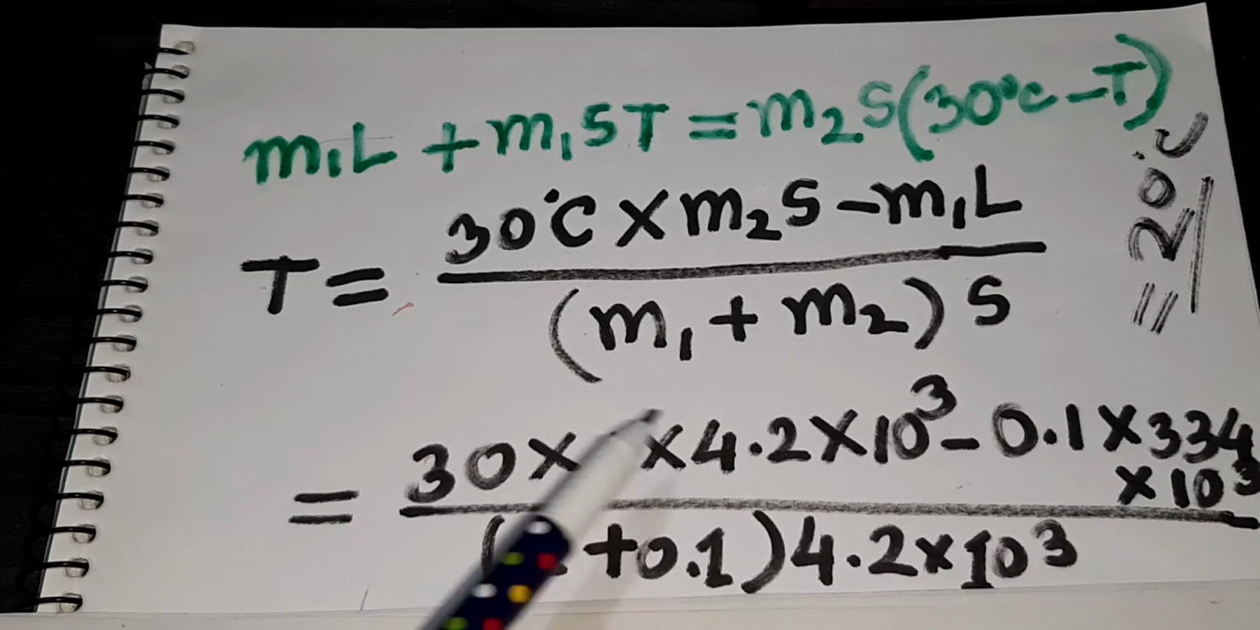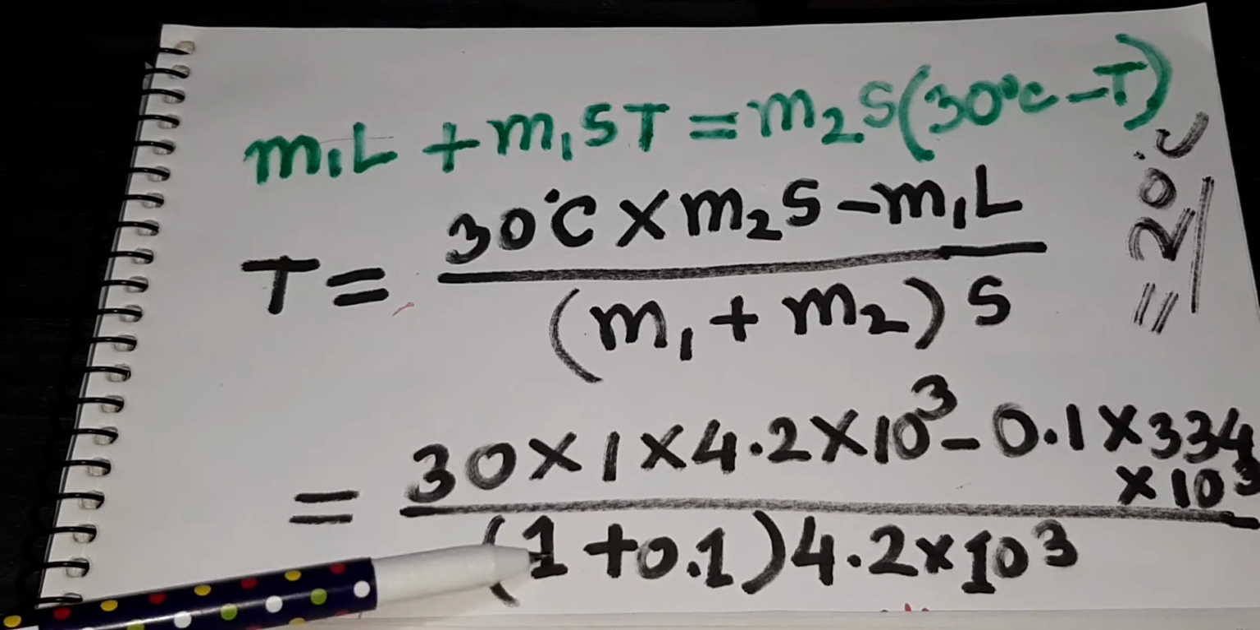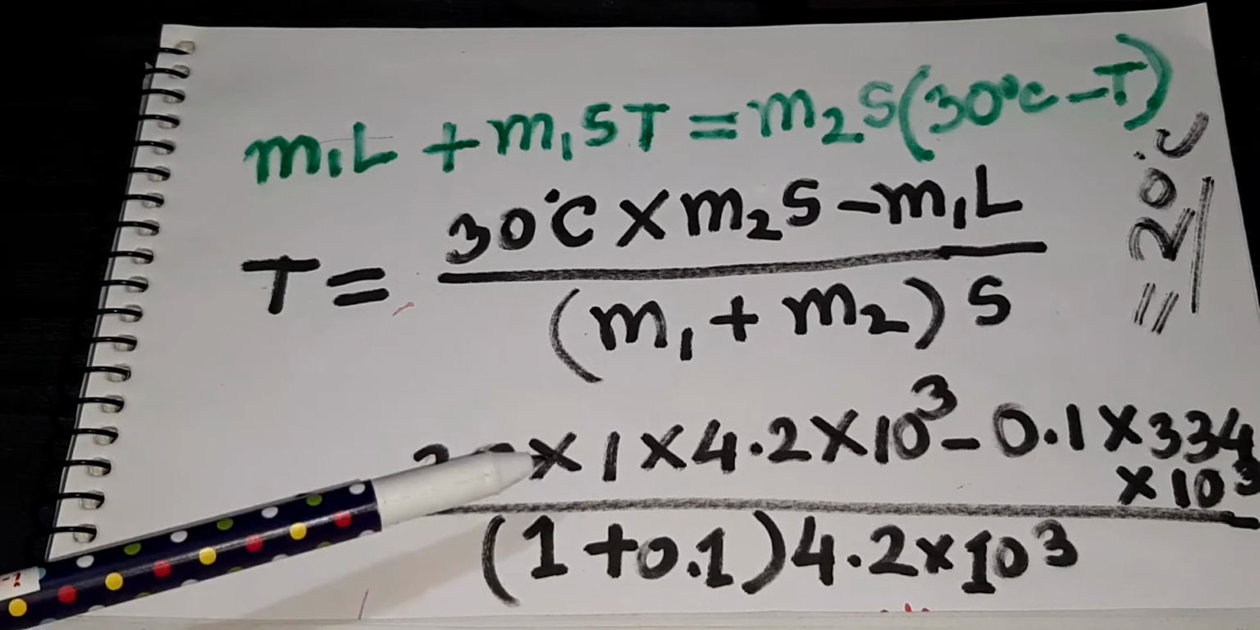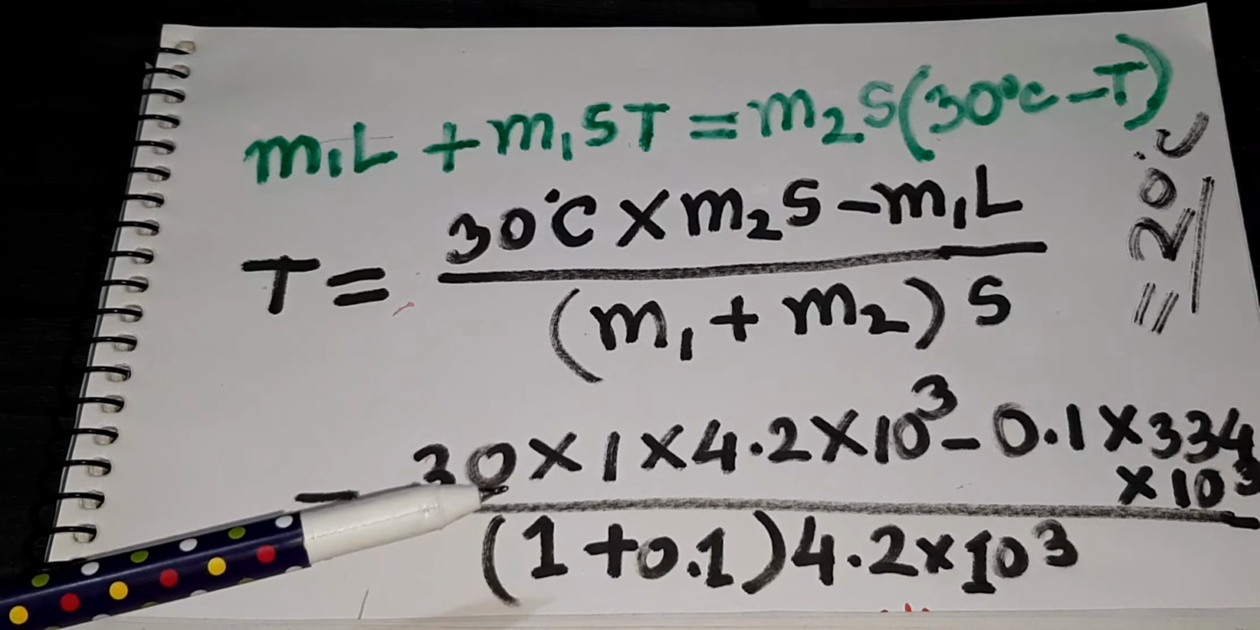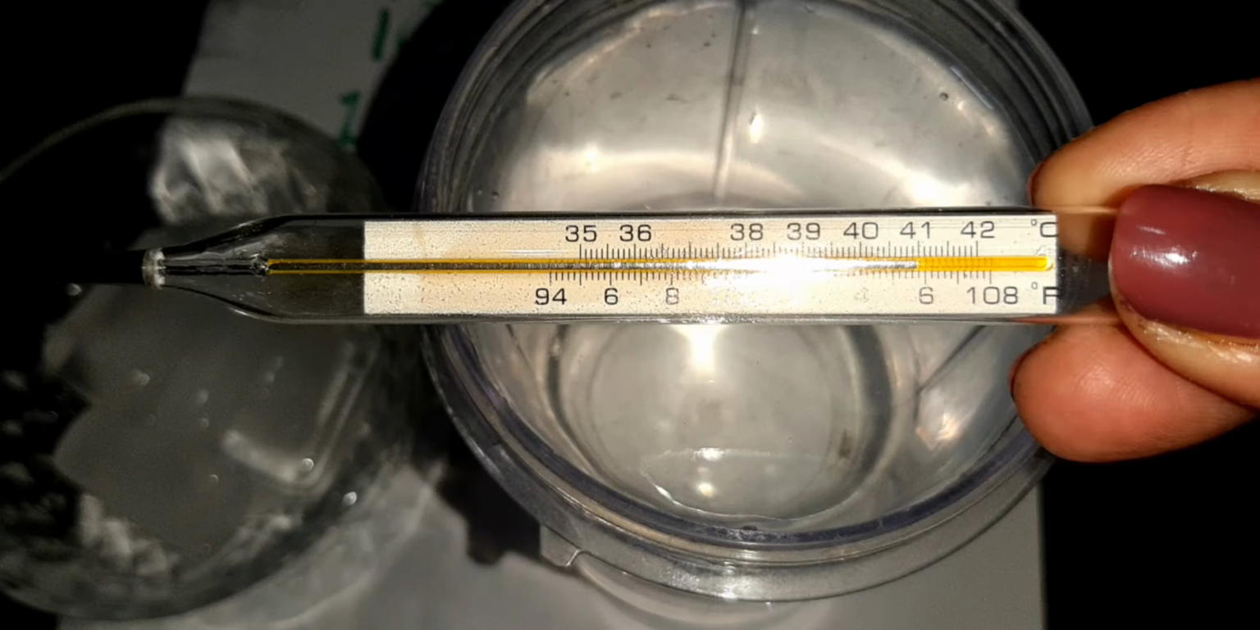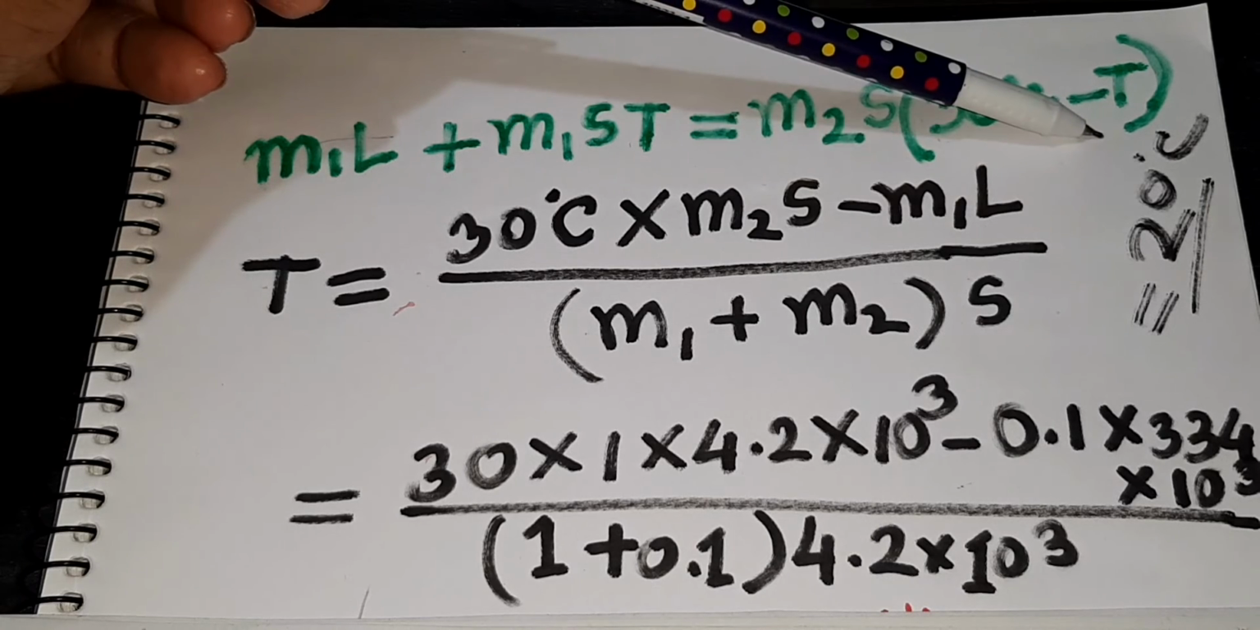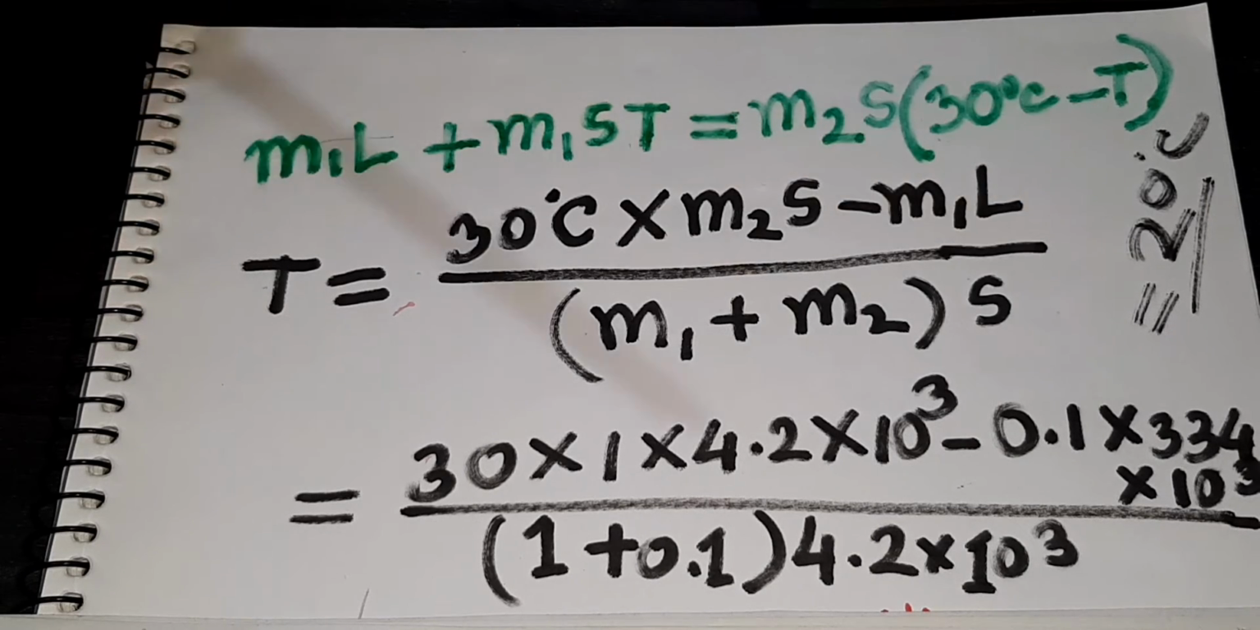So we write all the values here and calculate. We use a calculator and we will get the answer, that is 20 degrees Celsius. That is the temperature change here.